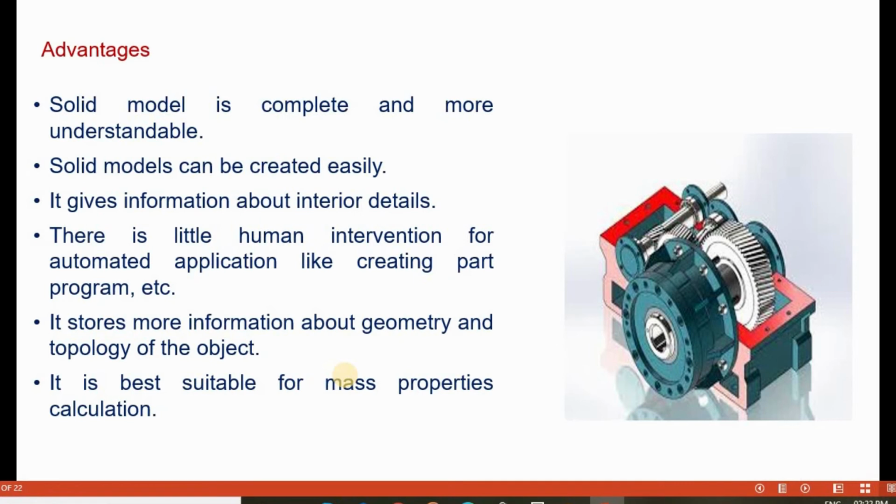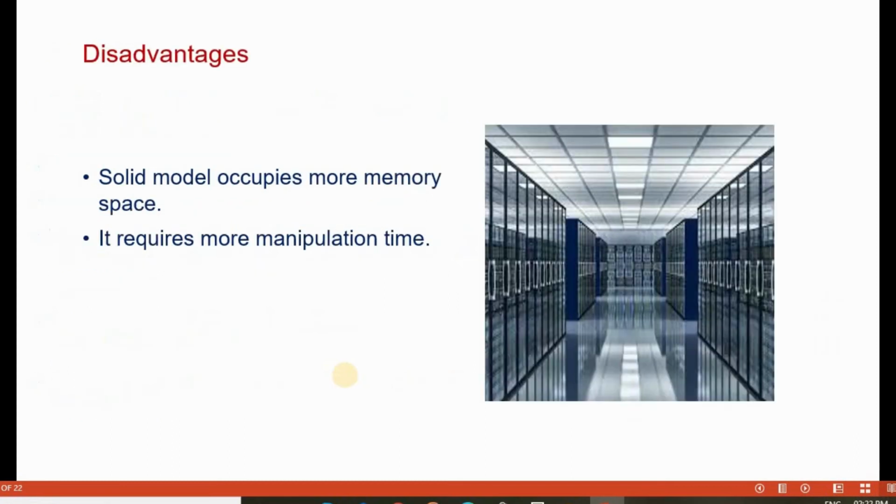There is little human intervention needed for automated applications, like creating part programming. So for creating the part programming, human intervention is needed for the automated application. Otherwise, everything is created automatically. It stores more information about the geometry and topology of the object. So in solid modeling, we can store the details and mathematical description of the geometry and topology of the object. It is best suitable for mass property calculation. So various types of mass properties we can calculate for the solid model construction.